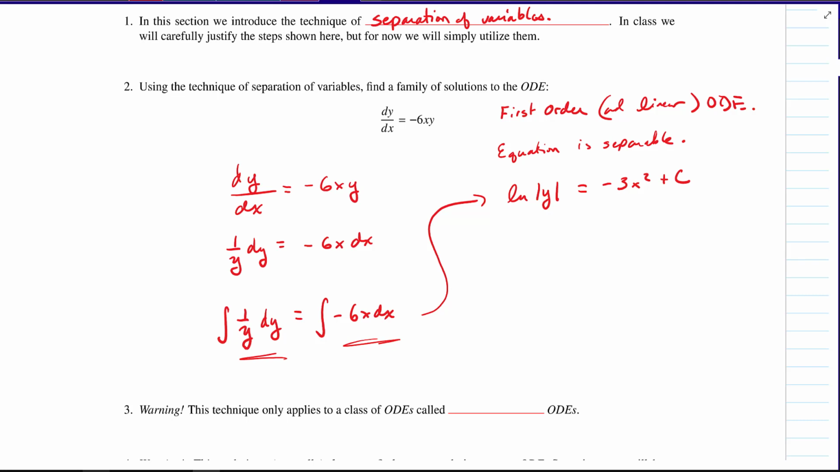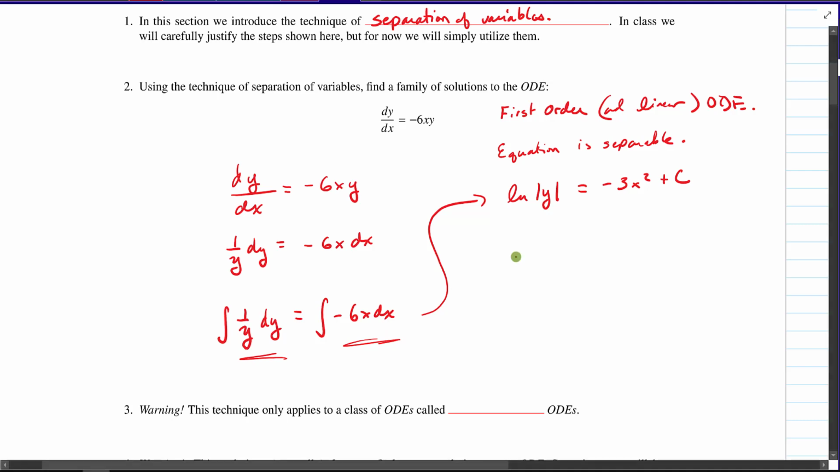Now what I'd like to do is actually give the explicit solution. So for that, we're going to have to solve for y. I'm going to do a technique here very carefully that we're going to see over and over again in this class. So this is a great time to pay attention. What I'm first going to do is raise each side to the power of e. That gives me e to the natural log of the absolute value of y is equal to e to the negative 3x squared plus c.